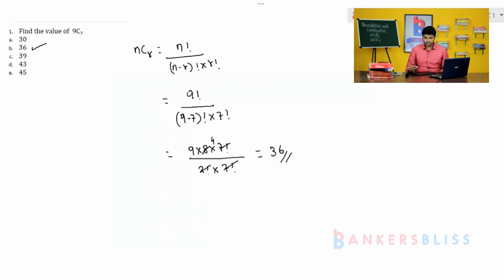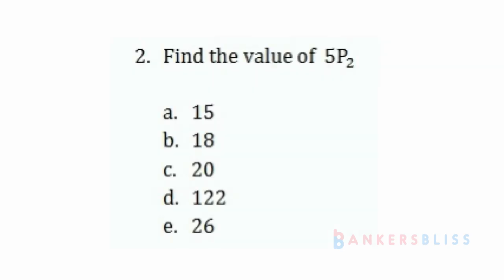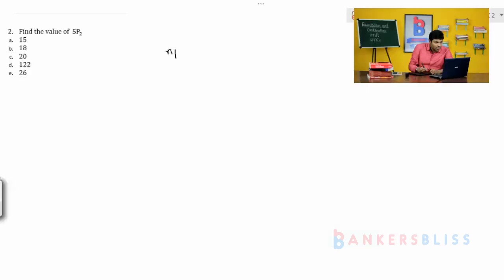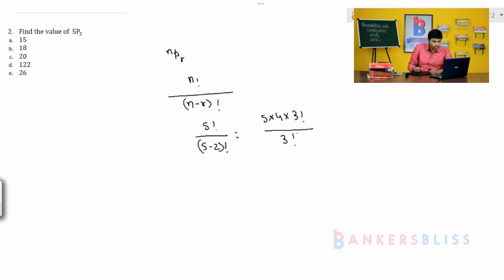Problem number 2. Find the value of 5P2. 5P2 means nPr. Okay, what is the formula? n factorial divided by n minus r factorial. So n factorial means 5 factorial by 5 minus 2 factorial. So that is equal to 5 into 4 into 3 factorial divided by 3 factorial. So 3 factorial can be cancelled.